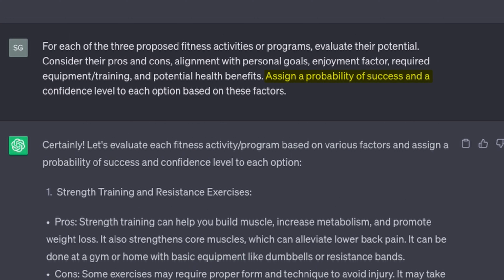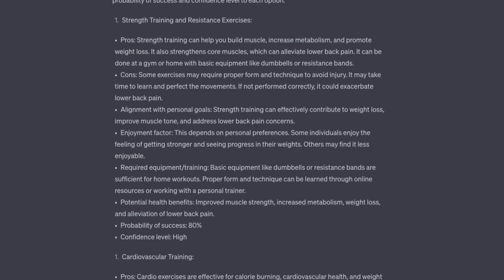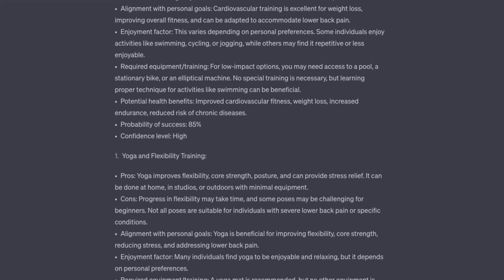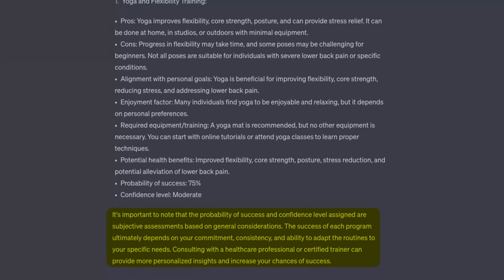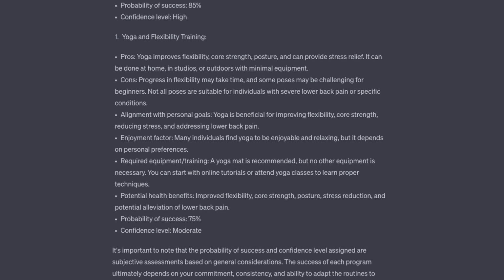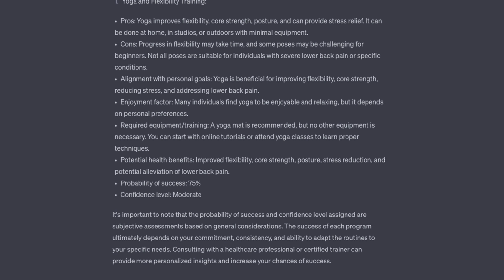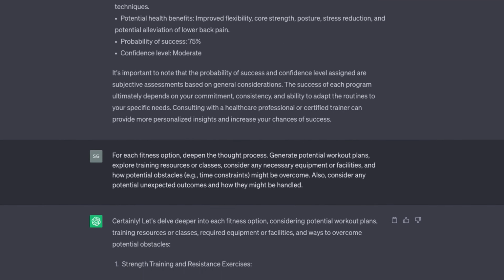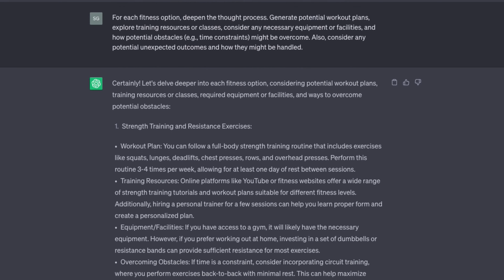And this part about assigning probability of success and confidence level is to ensure it actually spits out the statistical outputs as well to make it easier on the upcoming steps. As you can see, it came back with a very well sorted list of factors we wanted it to look at and also share some thoughts on them. The scores for the success probability and confidence are also nicely provided below with each one of them. Feel free to pause the video and read through them if you're interested. Great, let's move on to step 3.